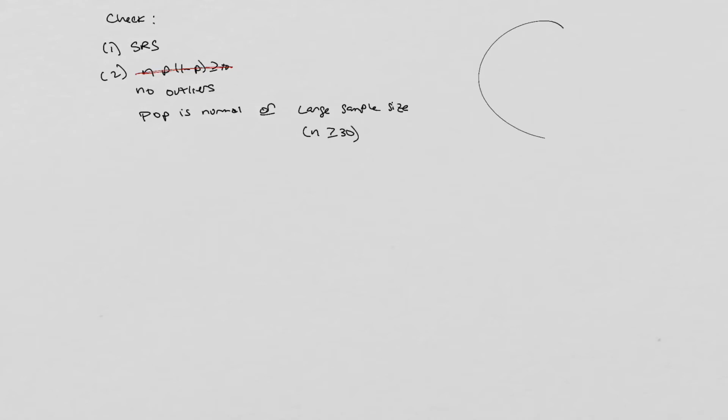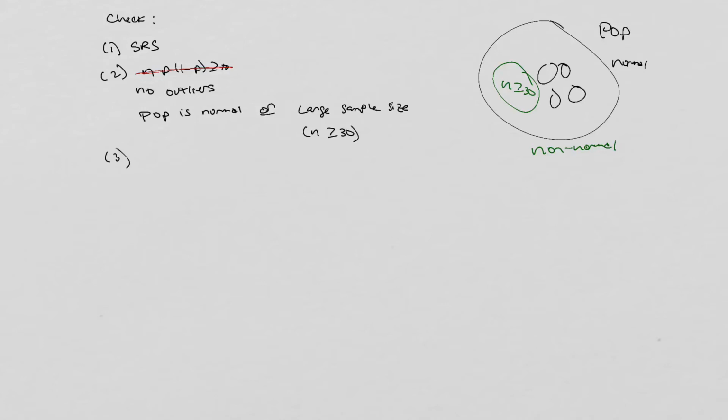In other words, if my population is already normal, then I can pull out any size sample that I want. If it is non-normal, or if we just don't know, then make sure you're pulling out big samples that are at least 30. The third thing we want to check is independence, again, just to make sure that the sample is sufficiently small compared to the population. So let me check independence.